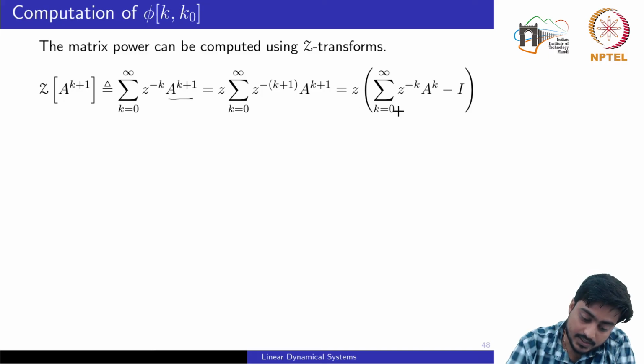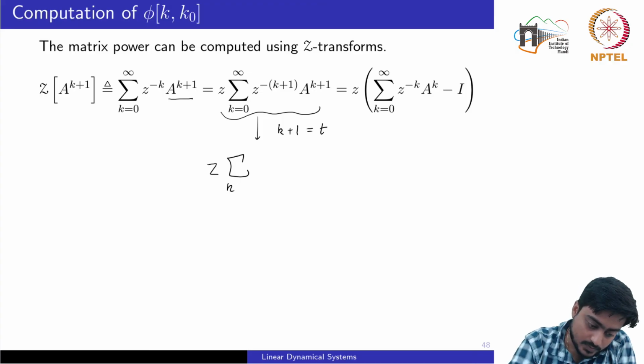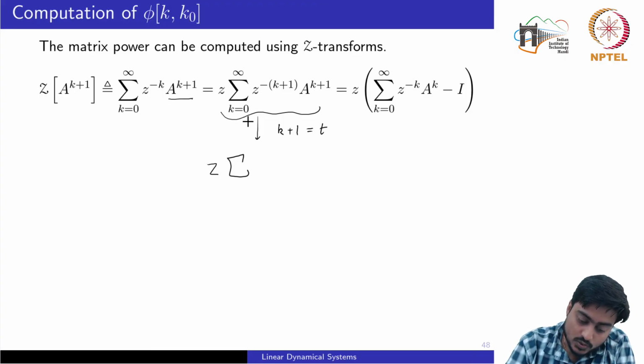Now see the interesting thing here. Let's say I replace k plus 1 by some variable t. So at k is equal to 0, I would have t is equal to 1, the lower limit, and the upper limit would be infinity. Here I would have z to the power minus t and A to the power t.